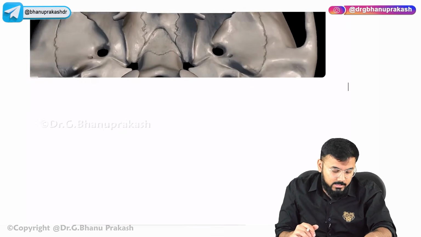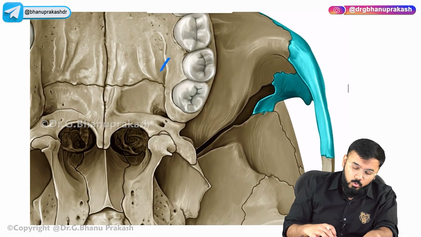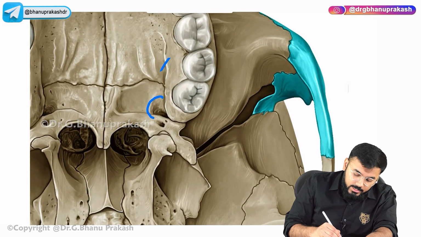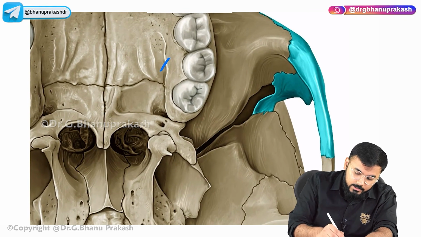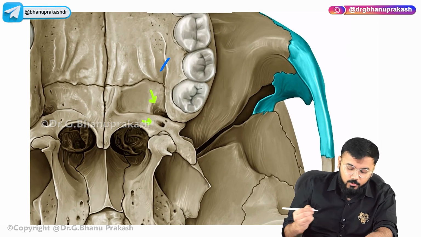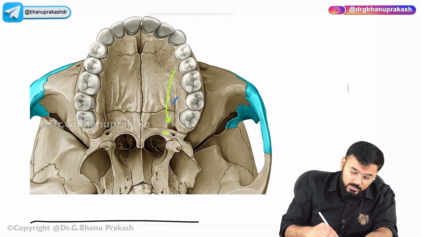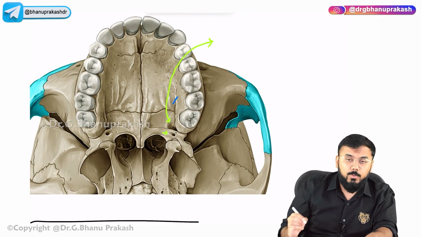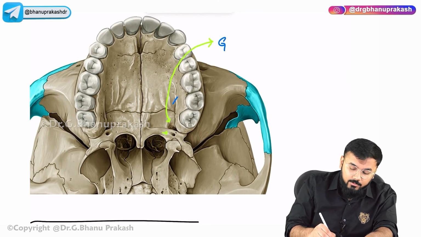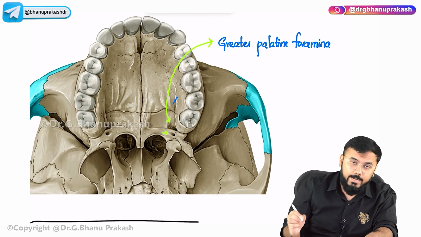Let us look at this structure also. Here you have two important openings. Let me highlight this. You see there is a foramen over here and another foramen over here. There are two foramina, right? What are these two foramina? This particular foramen over here is called the greater palatine foramen.